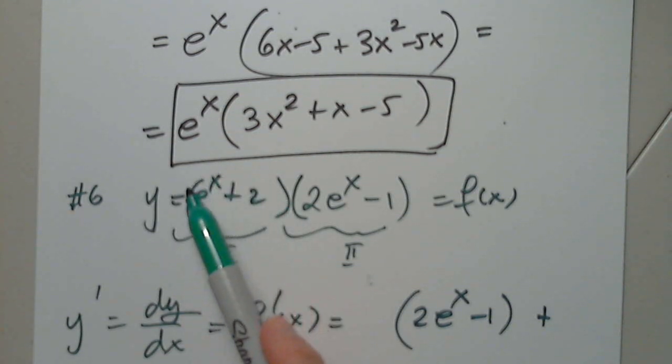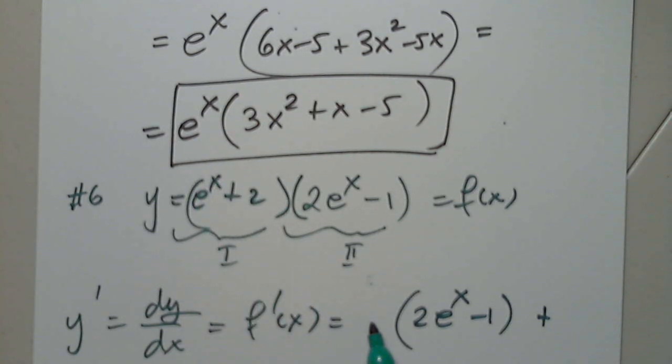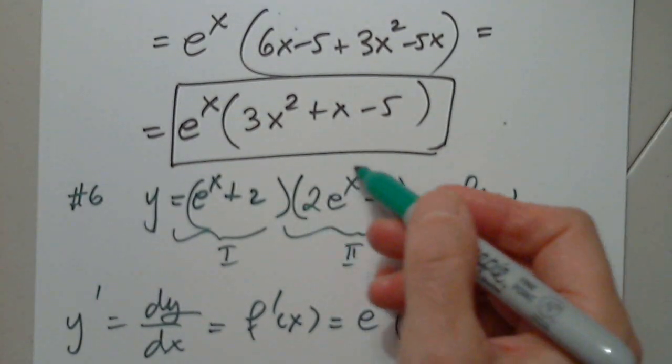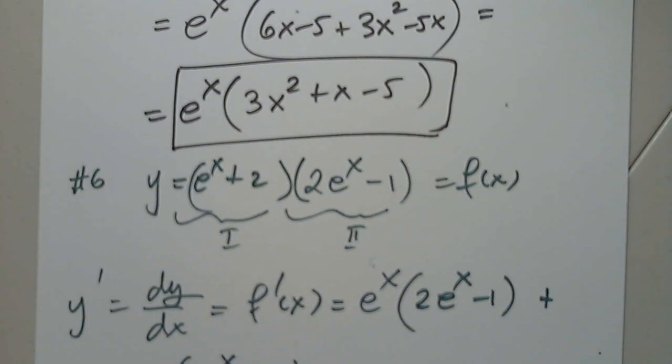Can anyone differentiate this function so I can put it here? e to the x, perfect. Plus, now I copy the first function. Can anyone give us a derivative of the second function? And I'll write it here.